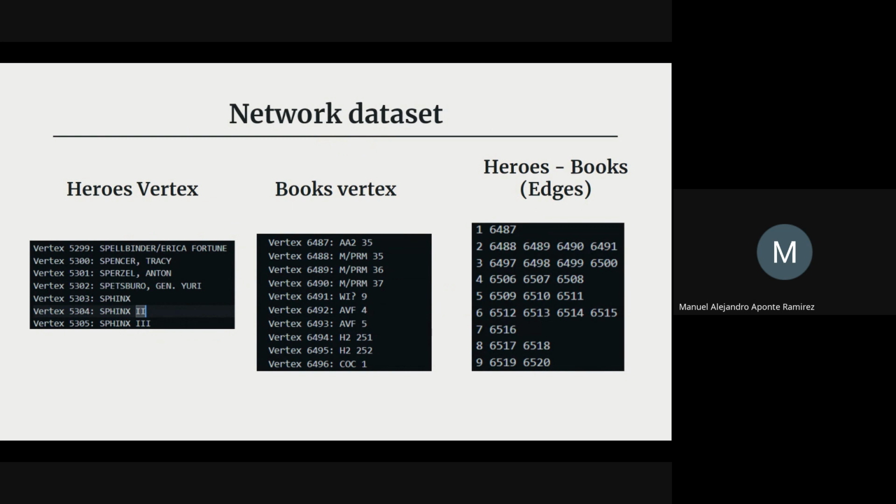The network looks like that. That is the Heroes vertex, one part of the network. And for our part, we have the books vertex, or the comics vertex. And the connection between these two entities is the edges, and the edges map the relationship between the character and each one of the books or comics in which they appear.